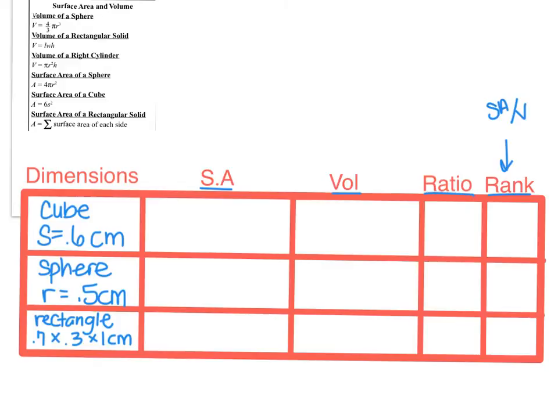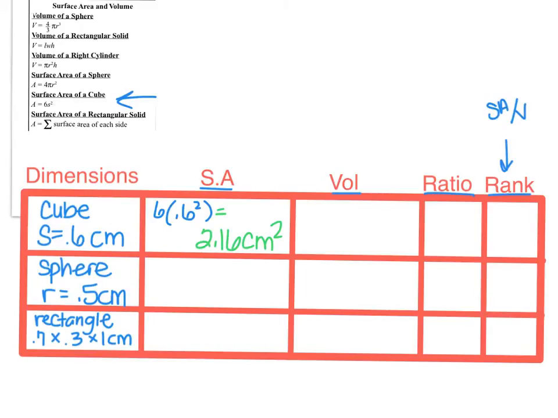So let's start with the cube. So the surface area of a cube is 6 times the side squared. So that's going to be 6 times 0.6 squared. And working that out, we get 2.16 centimeters squared for our surface area.